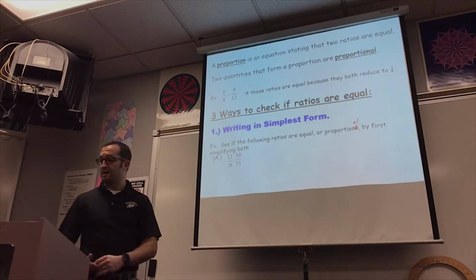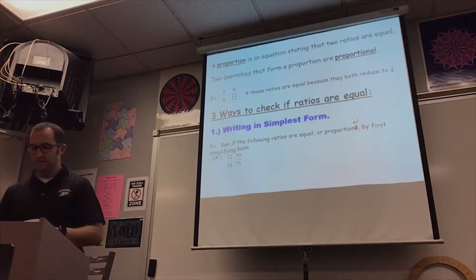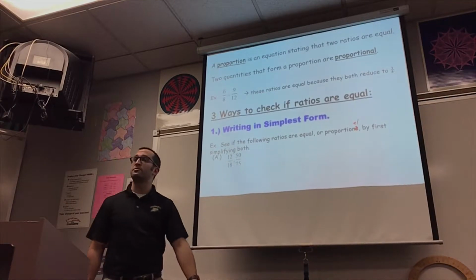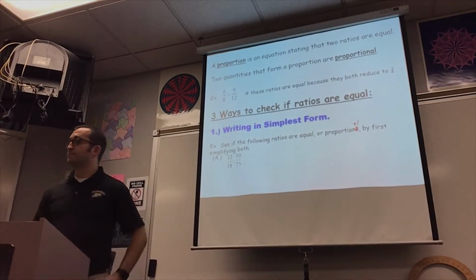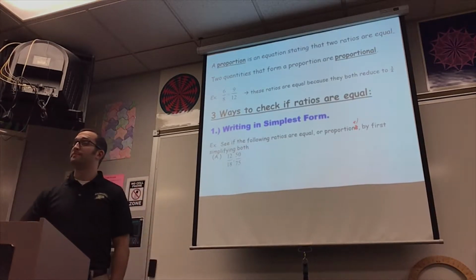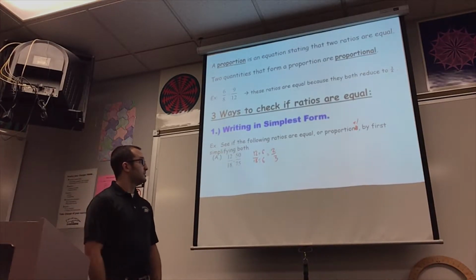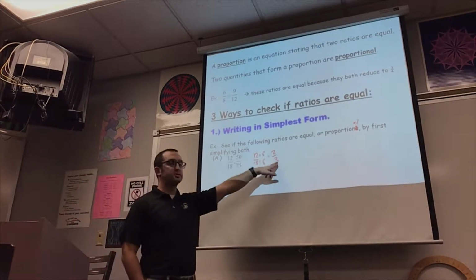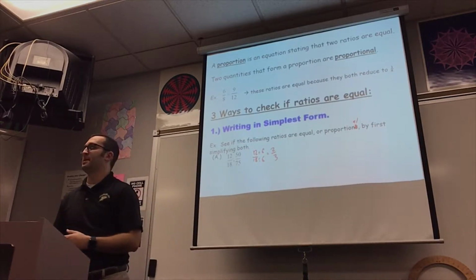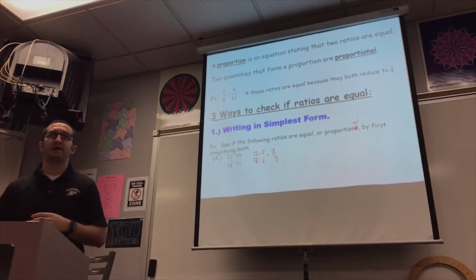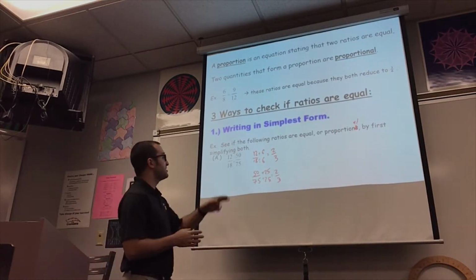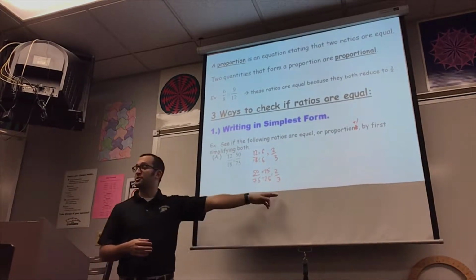By first simplifying both. So what do I need to do first? Well, let's look at the first fraction. What do I need to do to 12/18 to simplify it? Divide the top and the bottom by what? By 6. Okay? Because 6 goes into both of those, and I get 2/3. What do I need to do to 50/75? Divide it by, not 5, but divide it by 25. Okay? Divide both the top and bottom by 25, and I get 2/3.